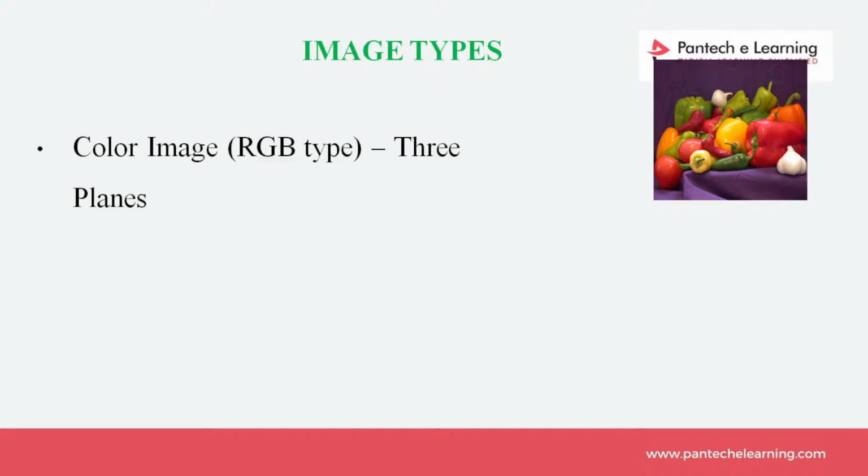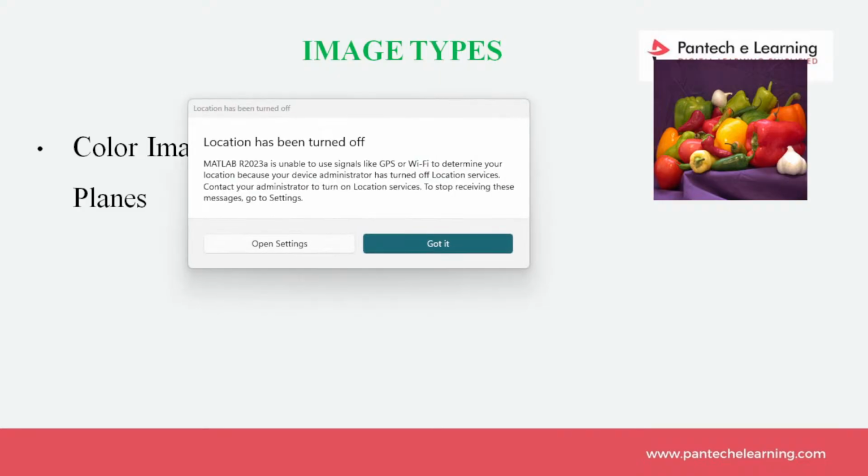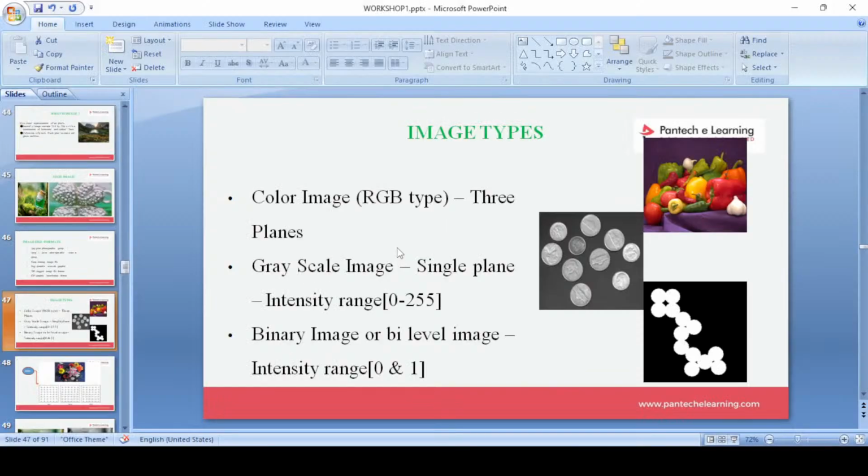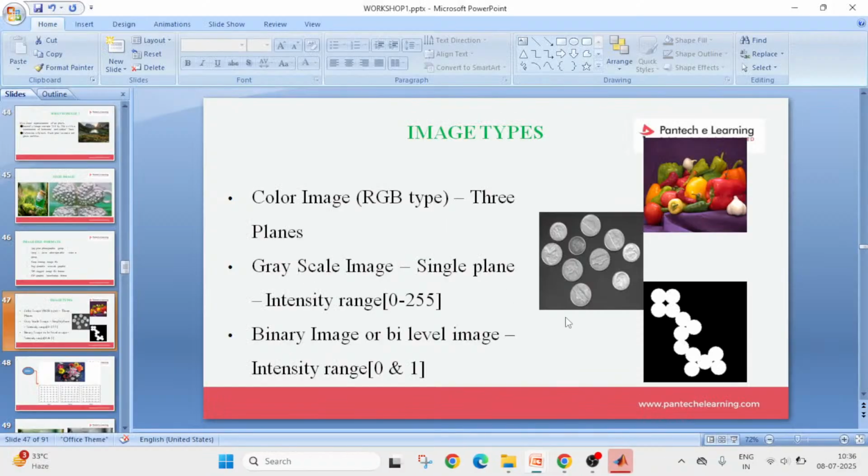What is the range of the RGB? Red will be in the 0 to 255 range, green will be in the 0 to 255 range, and blue will be in the 0 to 255 range. Okay, so those are the options when you are going through this.